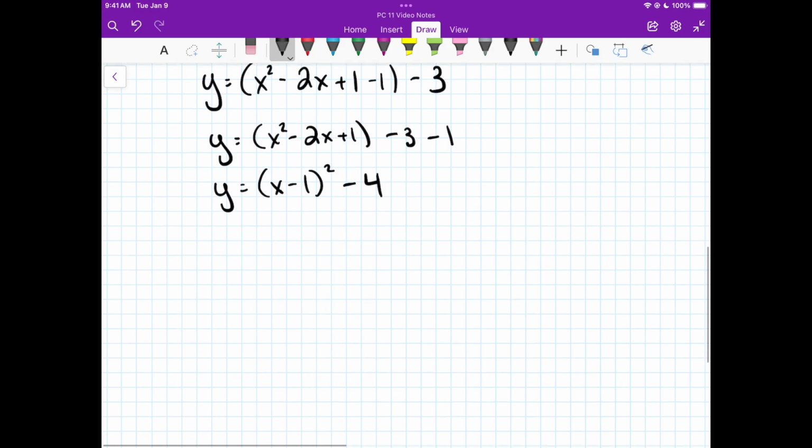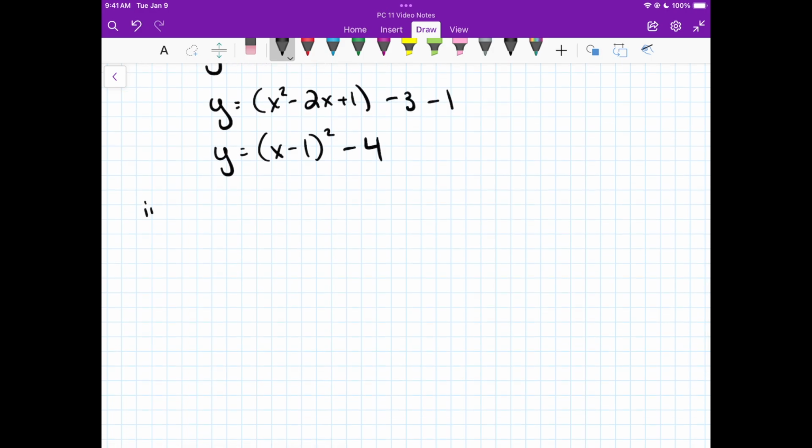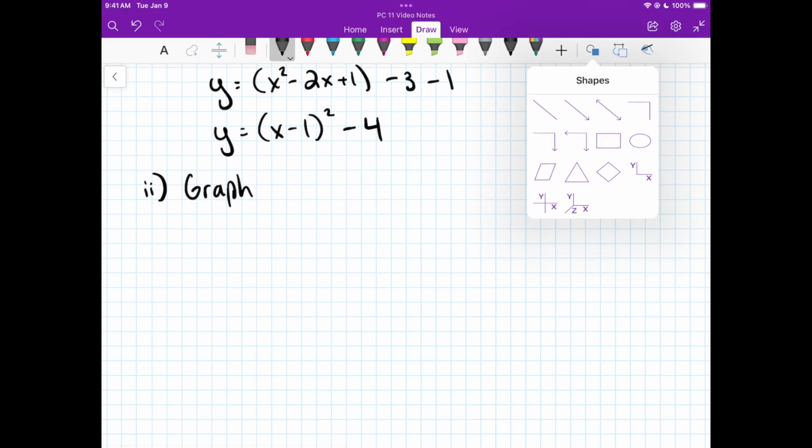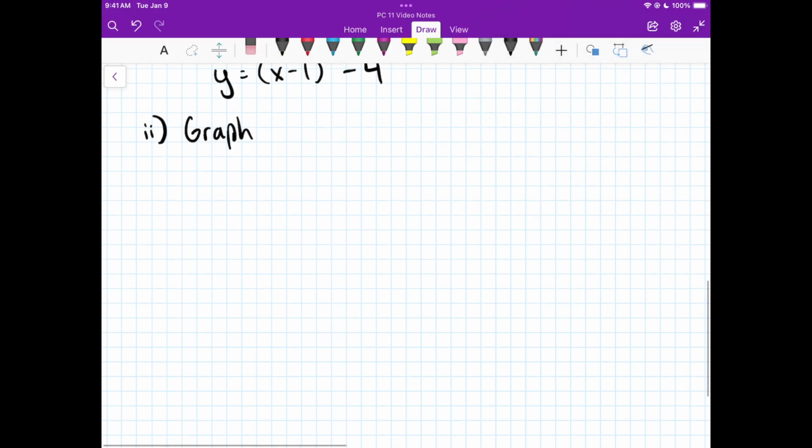Step 2, which is where most of the work for this process is going to be, is just graph. So you should already know how to complete the square. You should already know how to graph. So most of this process should all be stuff that's familiar for you. So we're going to get ourselves a 5x5 grid here. And we're just going to get ourselves a graph.